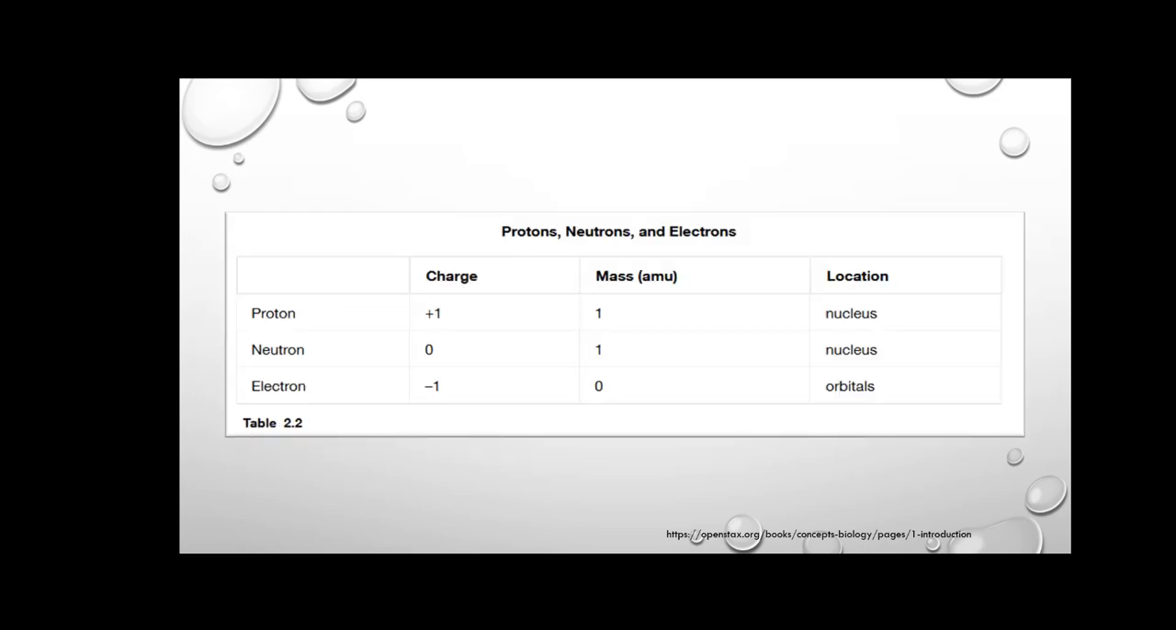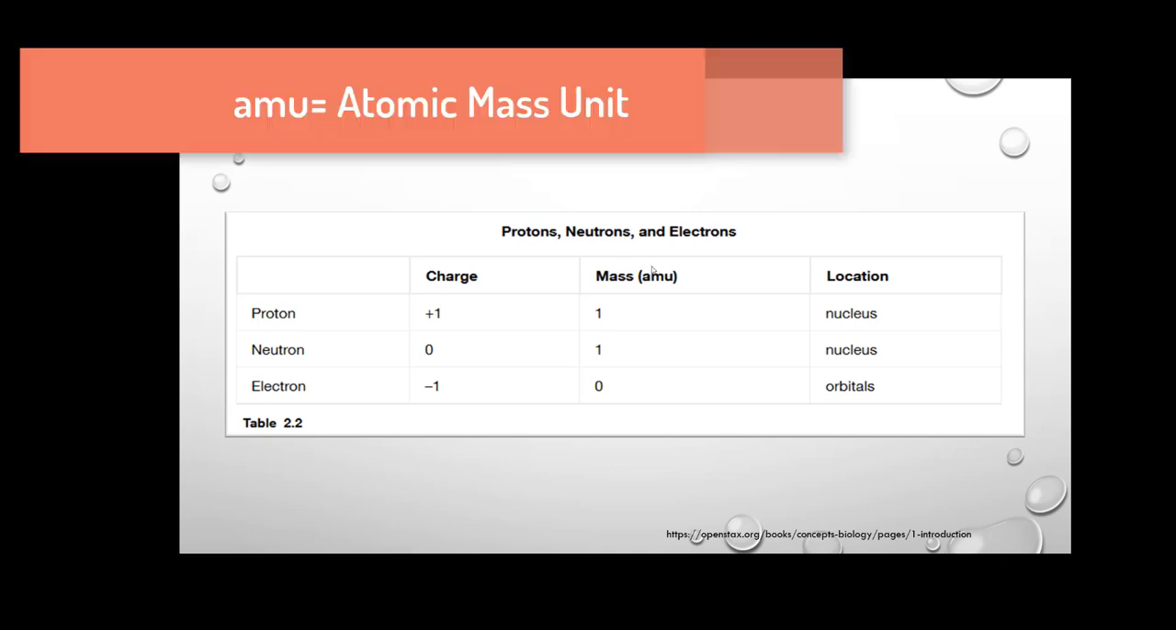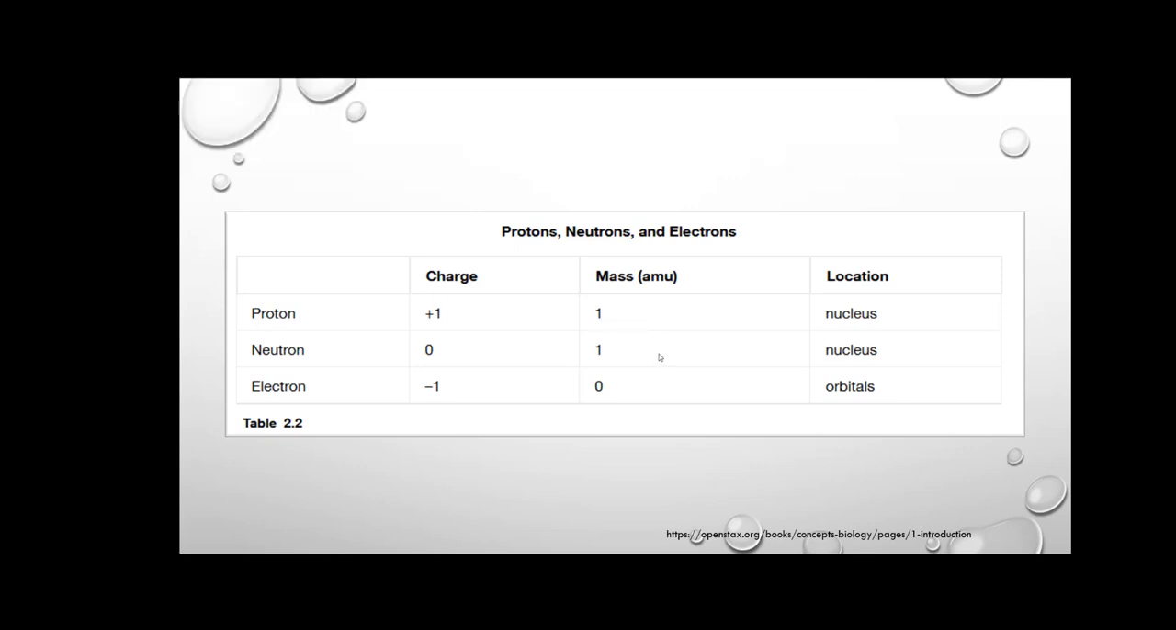Just a reminder, protons and neutrons are always found in the nucleus of the atom. Whereas the electrons, since they're negatively charged, are going to be orbiting the nucleus, attracted by the positive charge of the protons in the nucleus. Another thing to notice from this chart is the atomic mass unit, which is how we measure the mass of an object. Protons and neutrons have mass, but the mass of electrons is so small it's negligible.